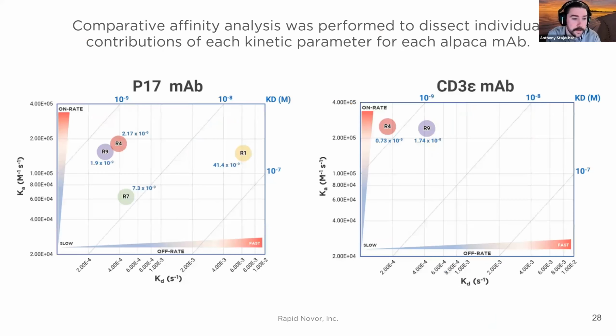Lastly, we have this iso-affinity plot showing that a couple of these antibodies, in particular R4, is an extremely high affinity antibody that's picomolar binding, and subnanomolar binding, or sorry, nanomolar binding as well. These other antibodies here.